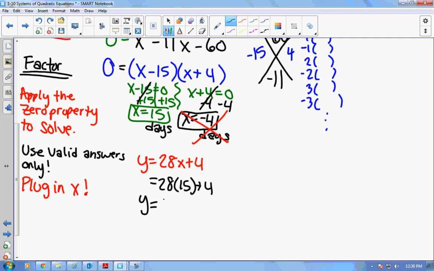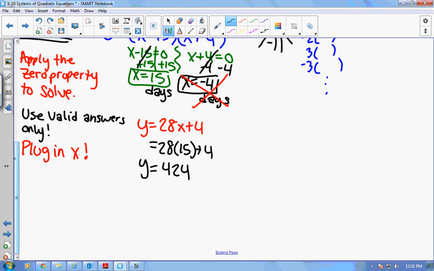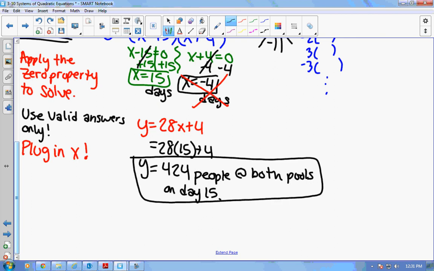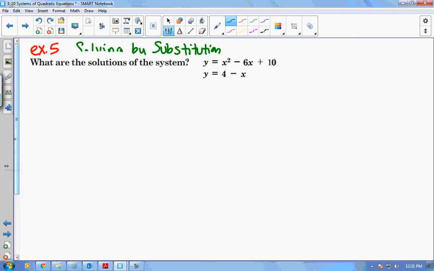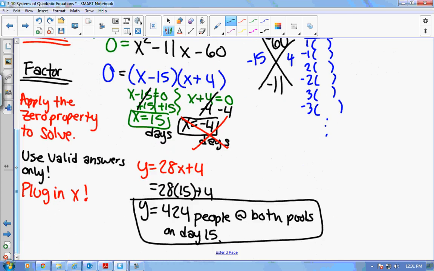424, okay. Christian Hansen, you had your hand up. What does that number mean? Great. 424 people in attendance at both pools on day 15. Maria? Whoops. We got 15. Do you understand how we got the factors? So we took that factor and set it equal to 0 for the 0 property, and 15 minus 15 is the only way we can get 0.